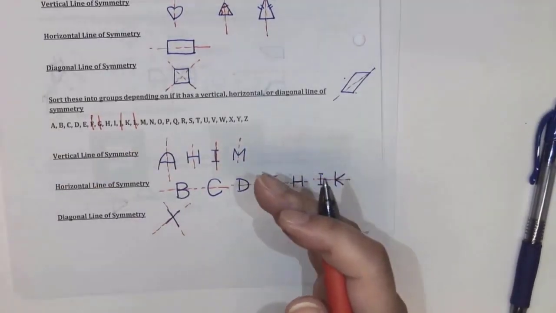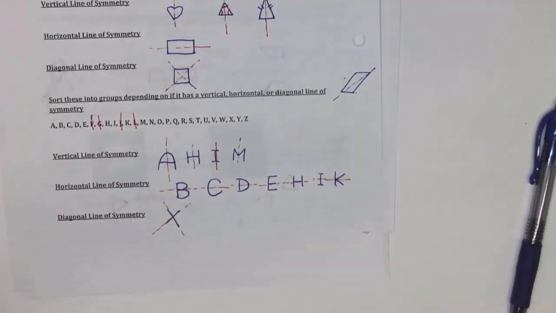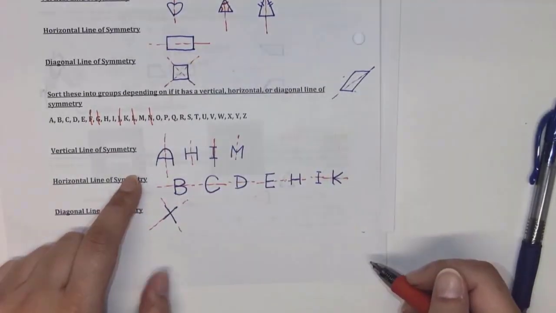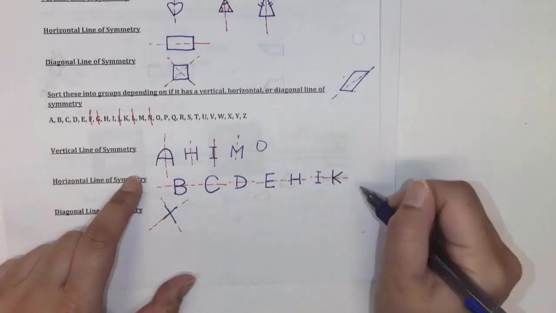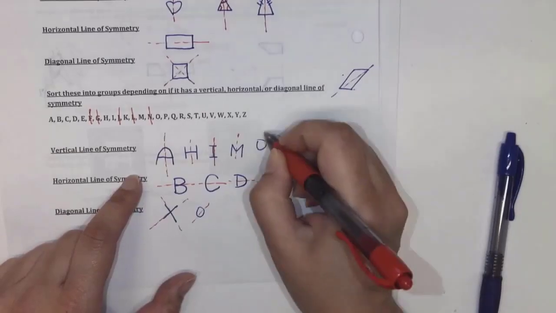N? No. I don't think you can fold it. Like if you actually cut it out and you fold it, they will not match in the same place. Okay. O? Yes, all of them. Okay. O, O, O. So it can be diagonal, it can be horizontal, it can be vertical.